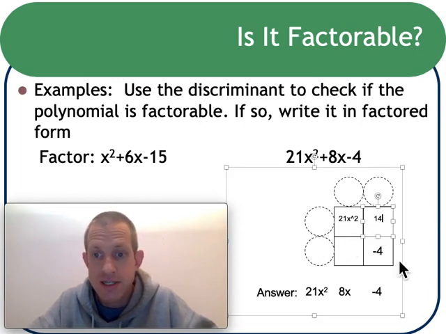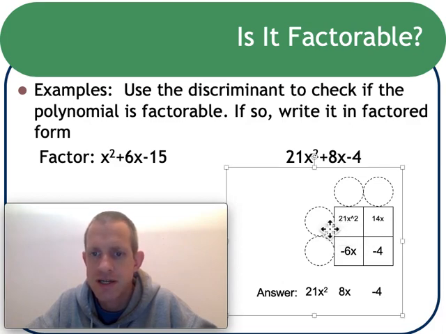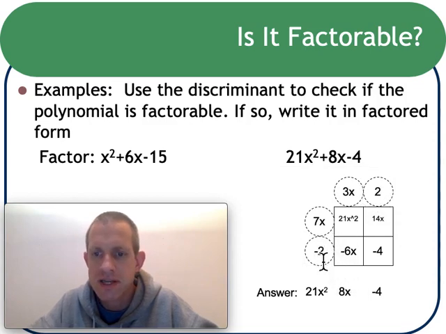So we'll put a 14x here and a negative 6x here. And now my goal is what's on the outside. So 21x squared and 14x are each divisible by 7 and an x. And that would force this to be a 3 and an x. And 2 times 7 would be 14. And this is a negative 2. Because negative 2 times 3 is negative 6x, and negative 2 times 2 is negative 4. And so final answer here, the factoring is 7x minus 2 and 3x plus 2.